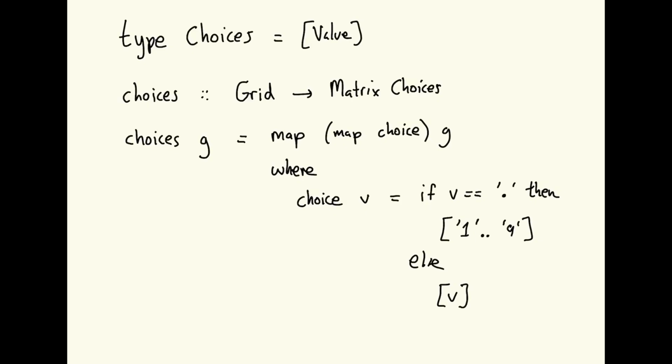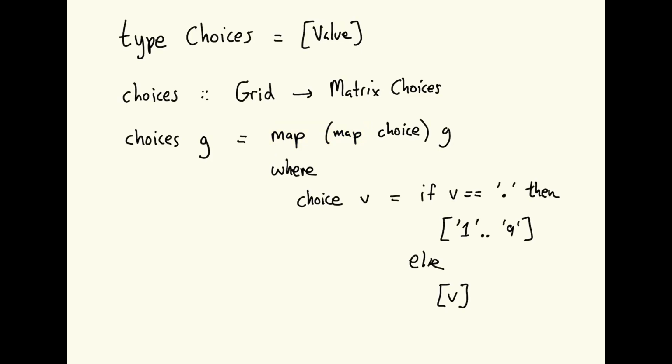And all the map here is doing is, I've got a double map here. The double map is simply applying the choices function to every cell in a grid. And if you don't understand how the double map works, think about the types, maybe draw a little picture, and everything should become clear, hopefully. So that's the choices function now.